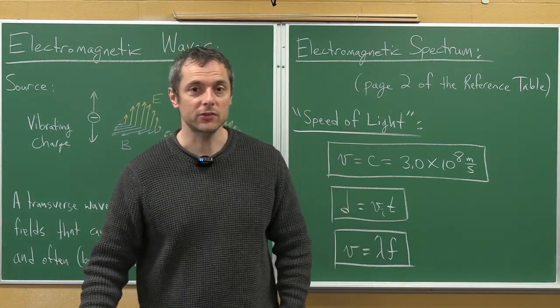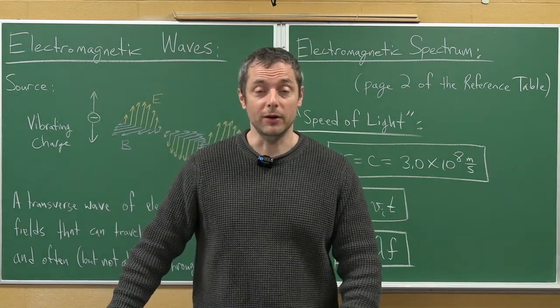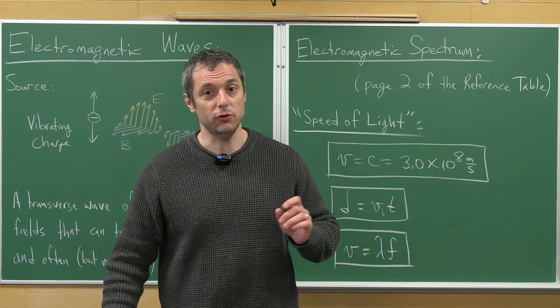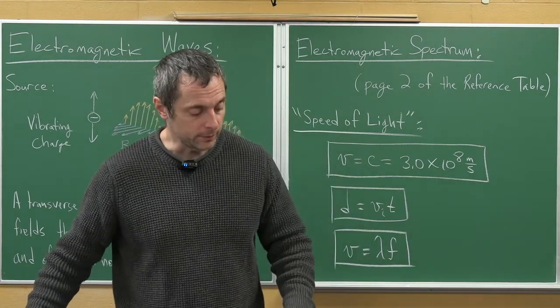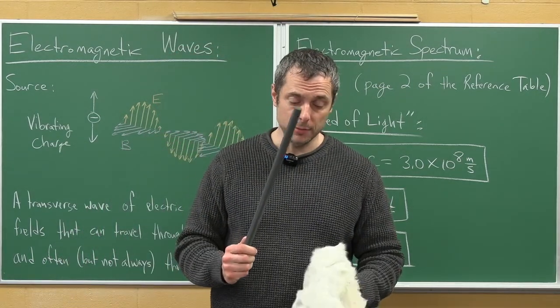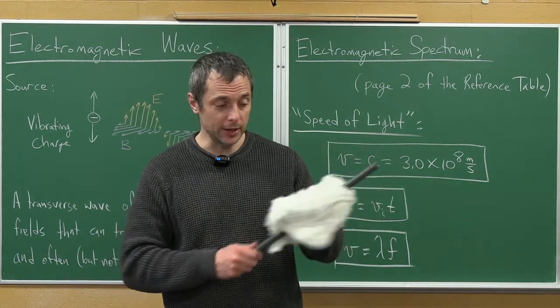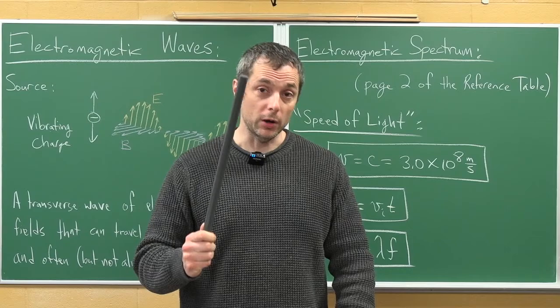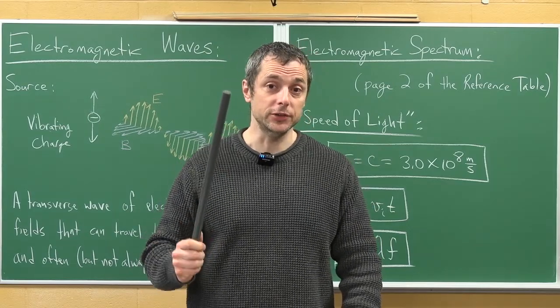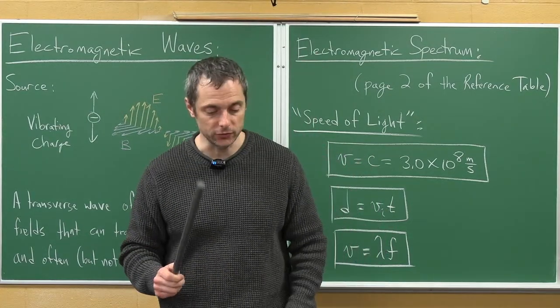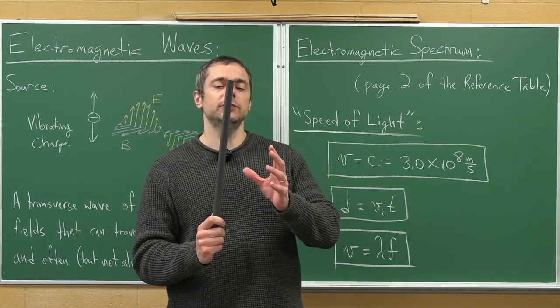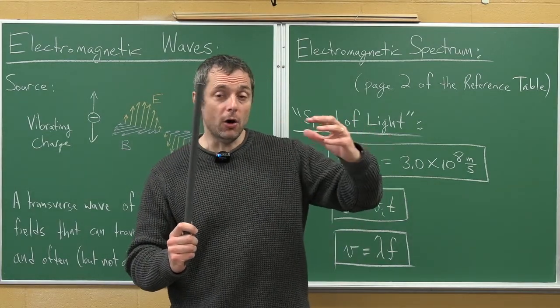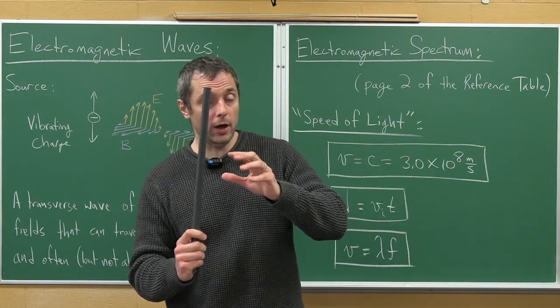Hello physics students. So today we're going to be talking about another kind of wave, the electromagnetic wave. So if I take this plastic object and this fur and rub them together, this plastic rod will acquire a negative charge as we learned in the electrostatics unit. So this negative charge makes an electric field all around it pointing toward the rod.